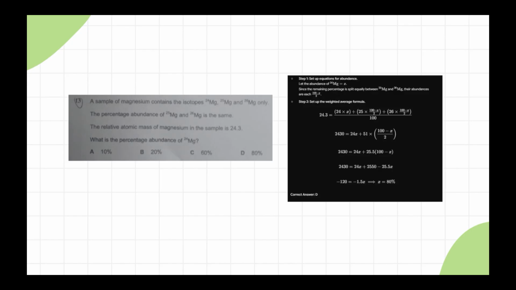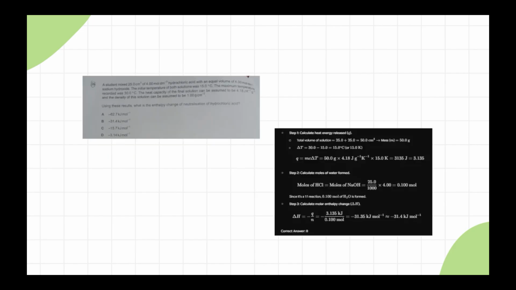So we have to set up the equation first. We set the abundance of 24Mg as x. Since the remaining percentage is split equally between 25Mg and 26Mg, the abundances are each (100 minus x) per 2. So we set up the weighted average: 24.3 equals 24 multiplied by x plus 25 multiplied by (100 minus x) per 2 plus 26 times (100 minus x) per 2. And then we have a long process, and then we got x is 80%. So the correct answer is D.